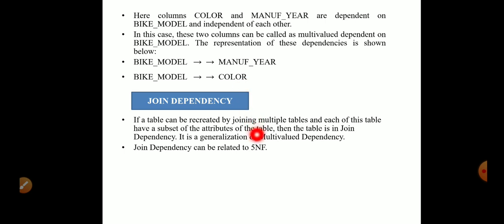So next is join dependency. If a table can be recreated by joining multiple tables and each of these tables has a subset of the attributes of the table, then the table is in join dependency. It is a generalization of multi-valued dependency. So join dependency can be related to 5NF, that is fifth normal form, and multi-valued dependency can be related to 4NF, that is fourth normal form.